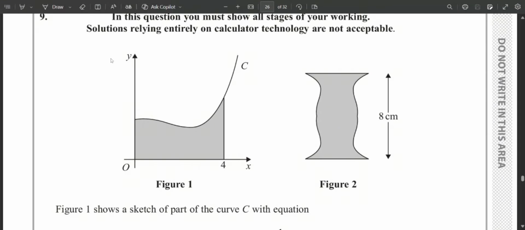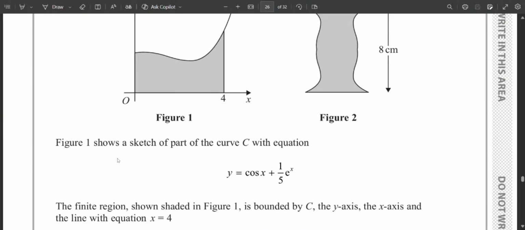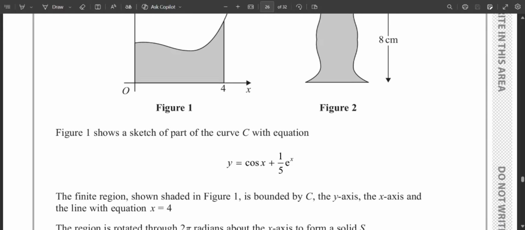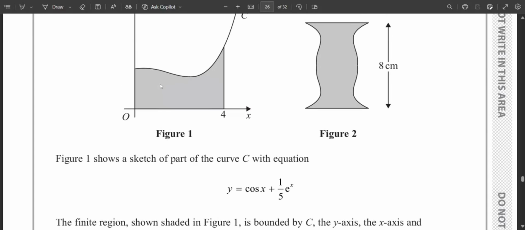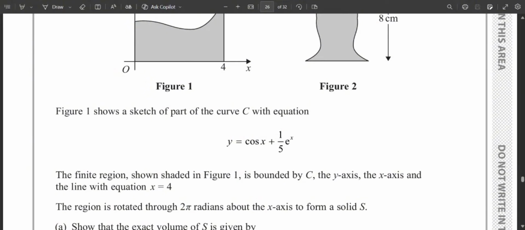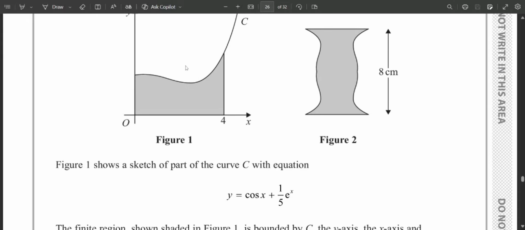We can see that we have two figures here, figure 1 and figure 2. In figure 1, it shows a sketch of part of the curve C with equation y equals to cos x plus 1 by 5 e to the power of x. The finite region shown shaded in figure 1 is bounded by the curve C, the y-axis, the x-axis, and the line with equation x equals to 4. This part.